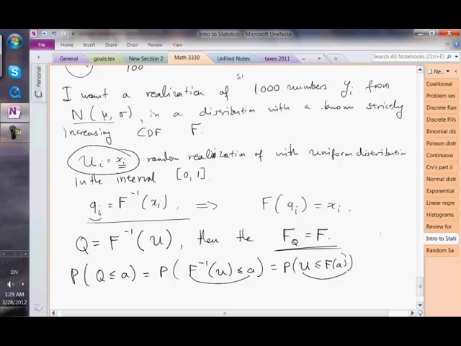So that's a number now. And that's a probability number. And since U has the uniform distribution, that number F of A is going to be between 0 and 1, and the probability is actually going to be equal to F of A.